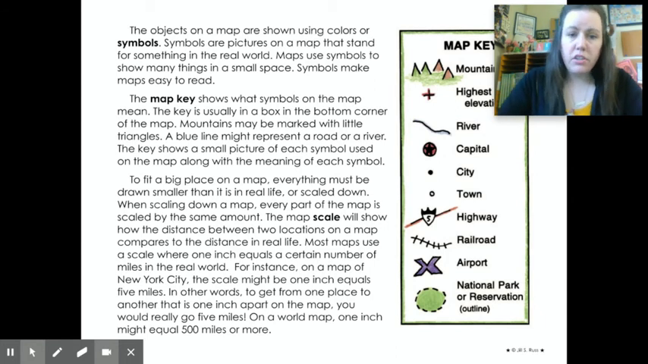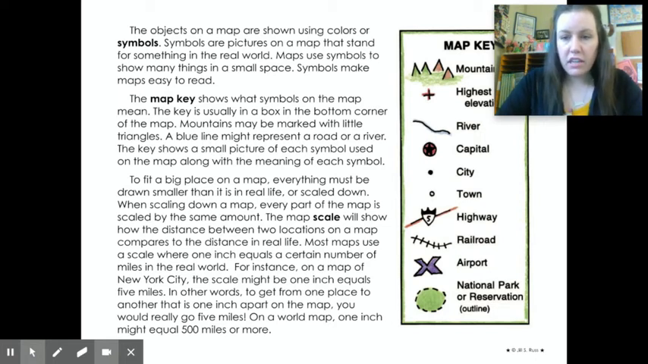So the map key shows what symbols on the map mean. The key is usually in a box in the bottom corner of the map. Mountains may be marked with little triangles. A blue line might represent a road or a river. The key shows a small picture of each symbol used on the map, along with the meaning of each symbol.